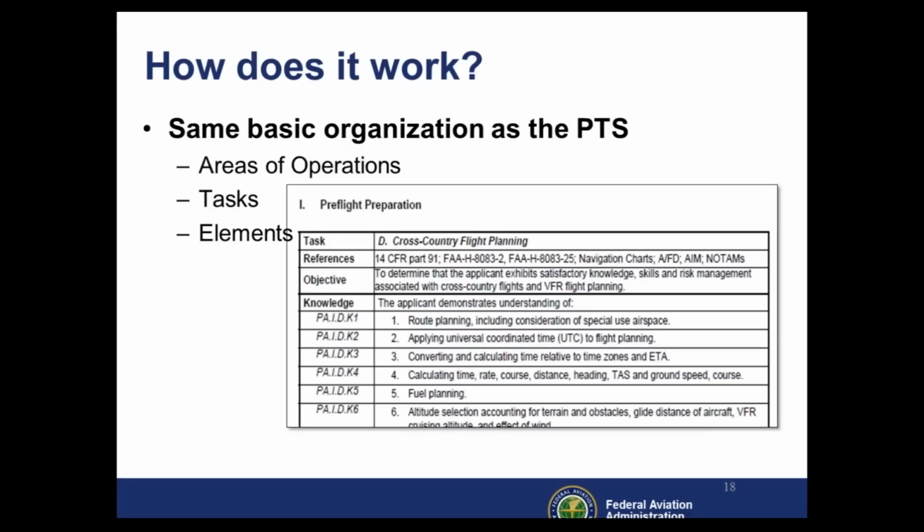I'm showing you an image of the pre-flight preparation area of operation from the private pilot ACS. So I'll point there, the pre-flight preparation represents the area of operation. Cross-country flight planning would be your task. And then all those individual items listed in that table, we call those the elements. That is essentially the same as the PTS. It looks a little bit different, but the format in itself, areas of operations, task, elements, those are the same. So that's kind of helpful.